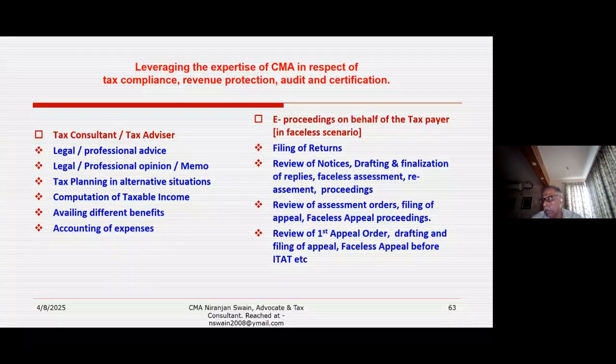But in addition to that, we have a number of roles to play. Even if we are not accountants, many of our members are practicing as consultants and tax advisors. You can provide legal and professional advice, and there is no restriction at all. You can give professional opinions and memos on certain issues, and do tax planning, alternate situations, computation of taxable income, availing different benefits, and accounting of different expenses. You can handle e-proceedings on behalf of the taxpayer, filing of returns, review of notices, drafting, finalization of replies, faceless assessment, and faceless appeal proceedings. Up to the tribunal you can go for appearance, review of assessment orders, filing of appeals, and review of first appellate orders, etc.